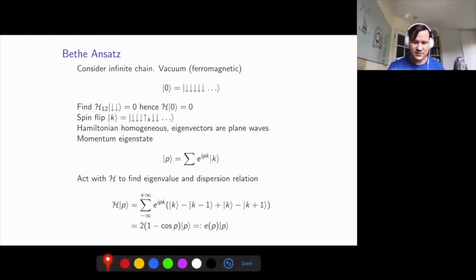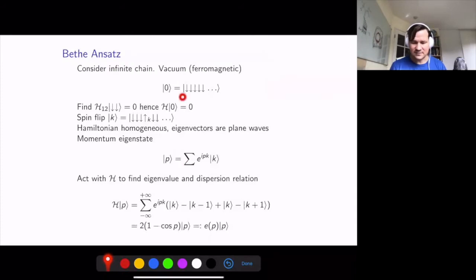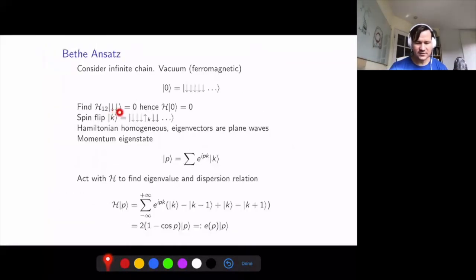So the vacuum here has all spins down. Again, it's a choice. This is a so-called ferromagnetic vacuum, and the existence of a ferromagnetic vacuum is connected to the overall sign here. So I think with the choice of the plus sign, you have a ferromagnetic vacuum. So all spins down. As we discussed, the Hamiltonian acting on down, down gives you 0. So it's actually a vacuum, it has 0 energy, right?